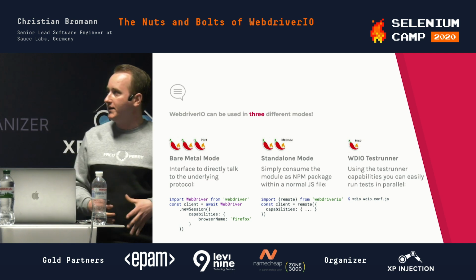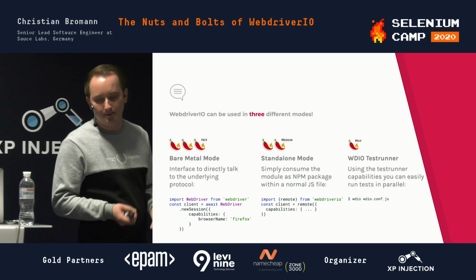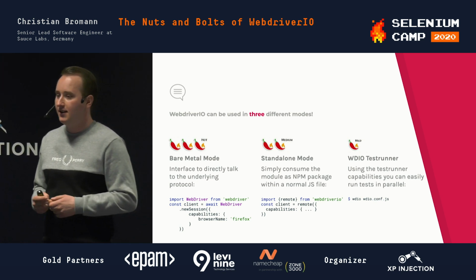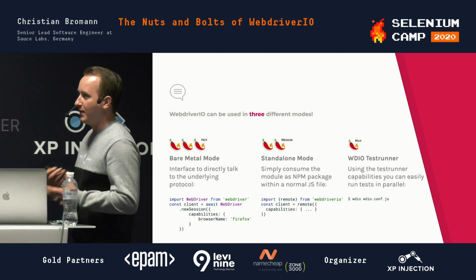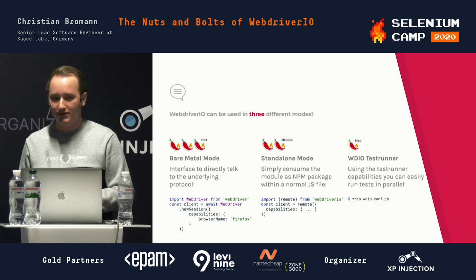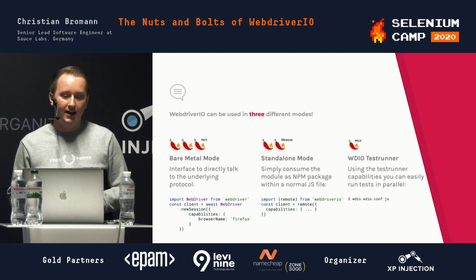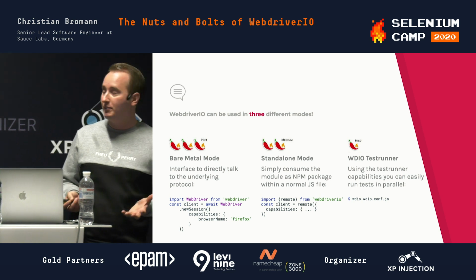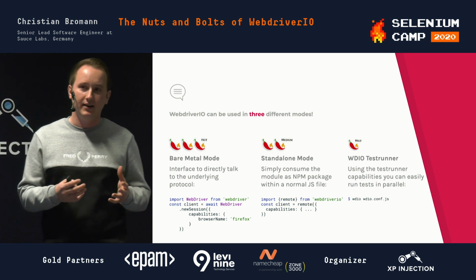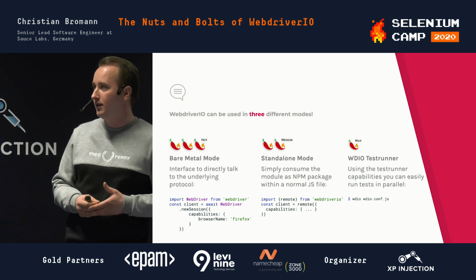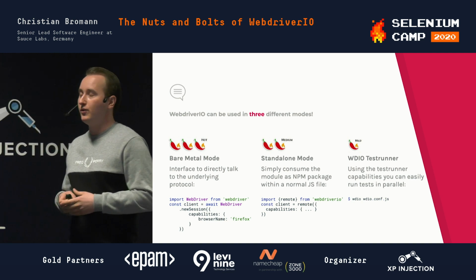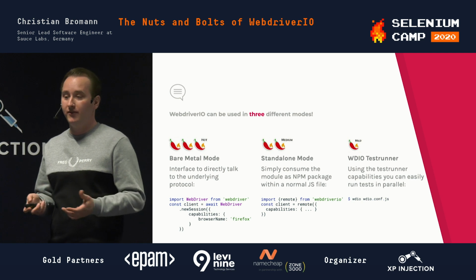So let's get a little bit more detail. WebdriverIO can be used in 3 different modes, and I separate them on the spice level. The really spicy way, and spicy means here that it's really difficult and maybe not really nice to use, is the bare metal mode. That is hidden behind the WebDriver package that you can download from npm, and it gives you the raw interfaces to the WebDriver protocol. So you have to do a lot by yourself, and it's meant to help you if you want to build your own test framework on top of it.